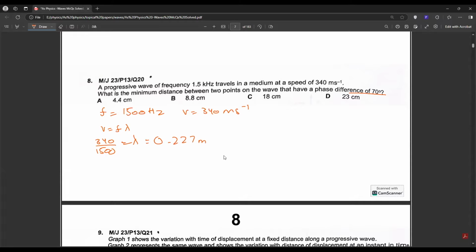Perfect. Throughout one wavelength, you are covering a phase difference of 360 degrees. To cover a phase difference of 70 degrees, you will travel x. Cross multiply, calculate the answer: multiplied by 70 divided by 360. Your answer comes out to be x = 0.044 meters. That is roughly equal to what? Take this decimal point forward, 4.4 centimeters. A is your answer. Simple.